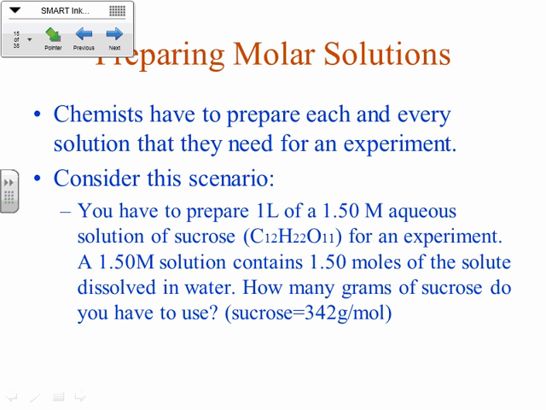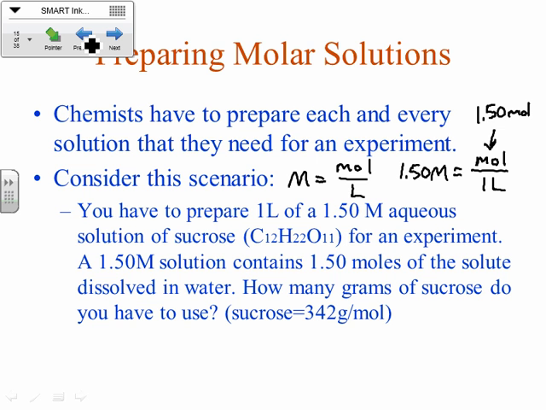Assuming that this is a 1 liter solution, which is exactly how much we have to prepare here, remember molarity is moles over liters, right? So if I have a 1.50 molar solution, and it's 1 liter of solution, then this number up here is going to be 1.50 as well. Does that make sense? Everybody with me on that?